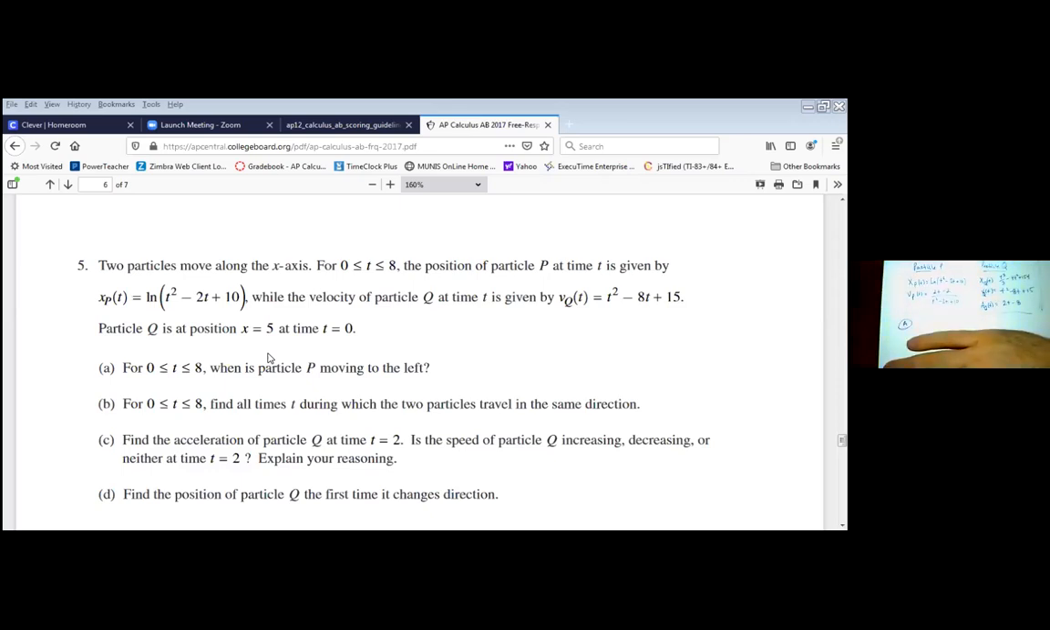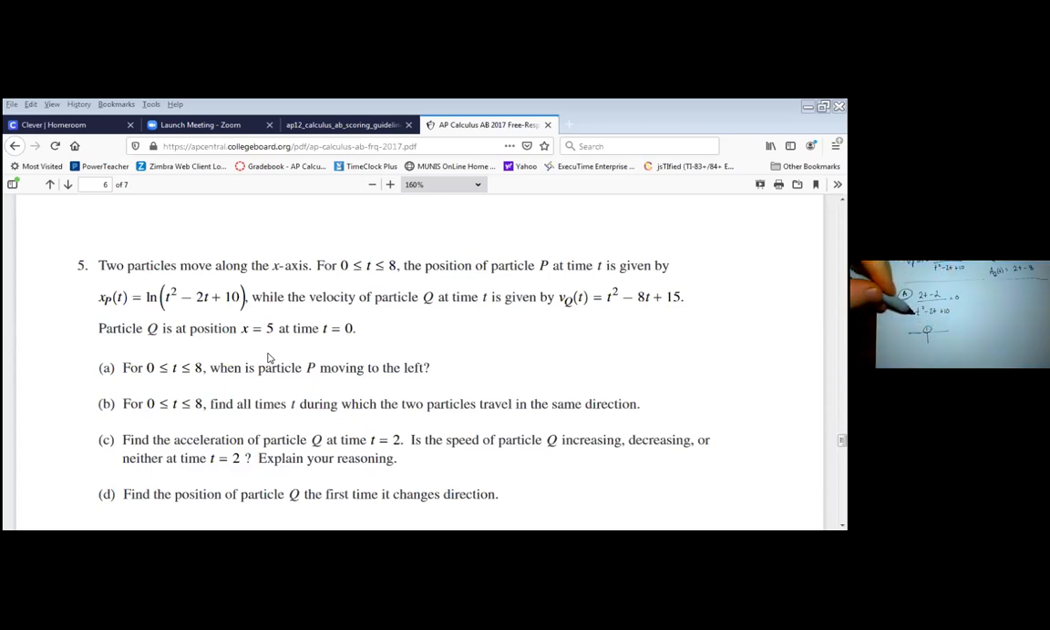So in this case, if it's left, we are literally looking for the interval or intervals where the first derivative is at a negative symbol. So if we take this first derivative, this is going to be 2t minus 2 over t squared minus 2t plus 10, and we are setting it equal to 0. So if we look at this, what values could make this 0? Clearly 1 is going to make it 0. So I'm going to be looking at 1.